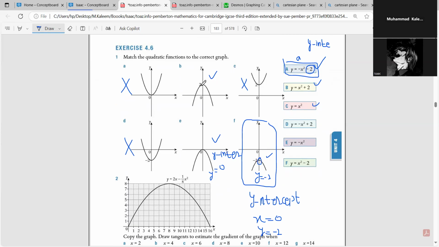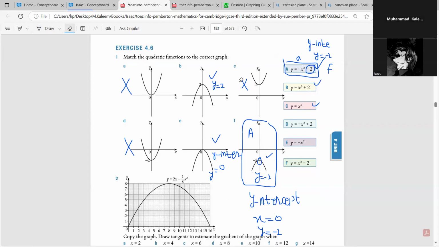What's the y-intercept here? It's y is equal to 2, because the graph is cutting the y-axis at 2. But we have y-intercept equal to negative 2 for this function. So it means that for A, we have F. Now you have to similarly check for B. For B, which graph do we have? A, B, C, D, E. Already F is allotted to A, so let's ignore it.